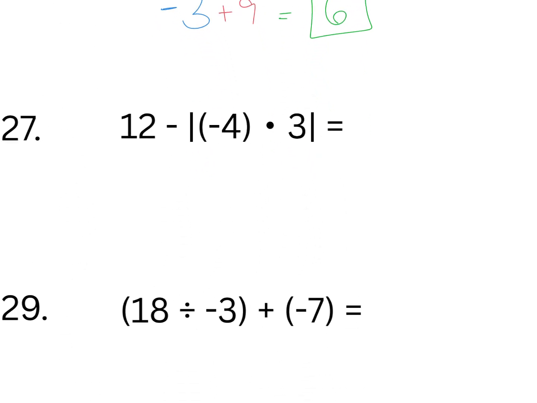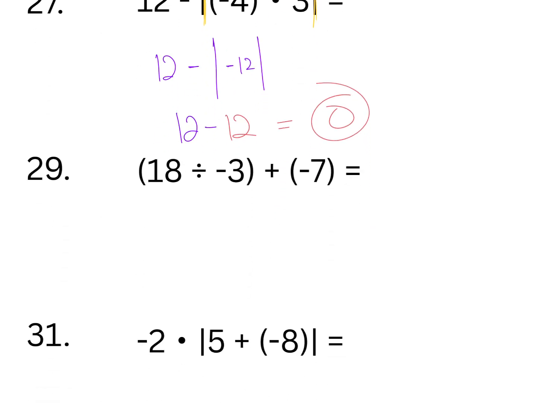We got 12 minus the absolute value of negative 4 times 3. So like I said, these are kind of like parentheses, so I'm going to go in here and do 12 minus the absolute value of negative 12. The absolute value of negative 12 is 12, so 12 minus 12 is 0.